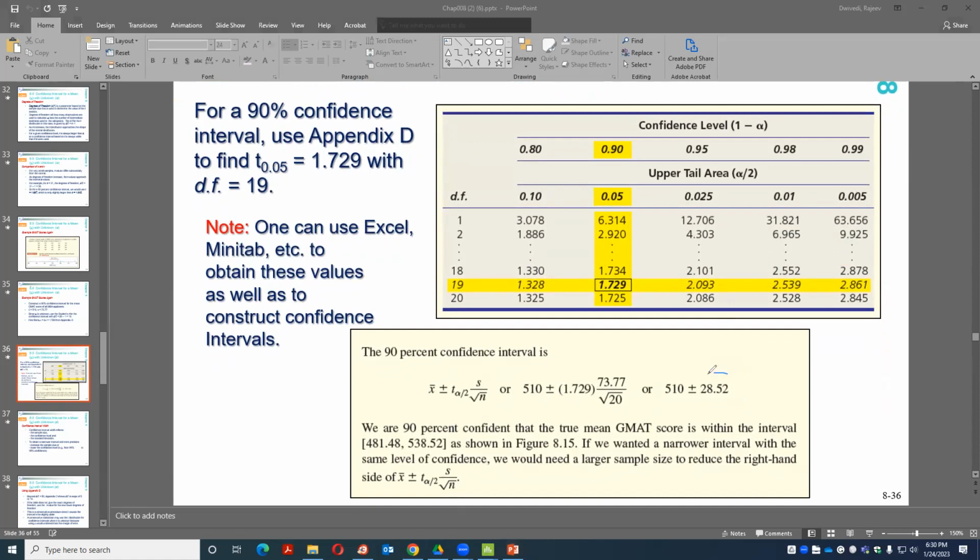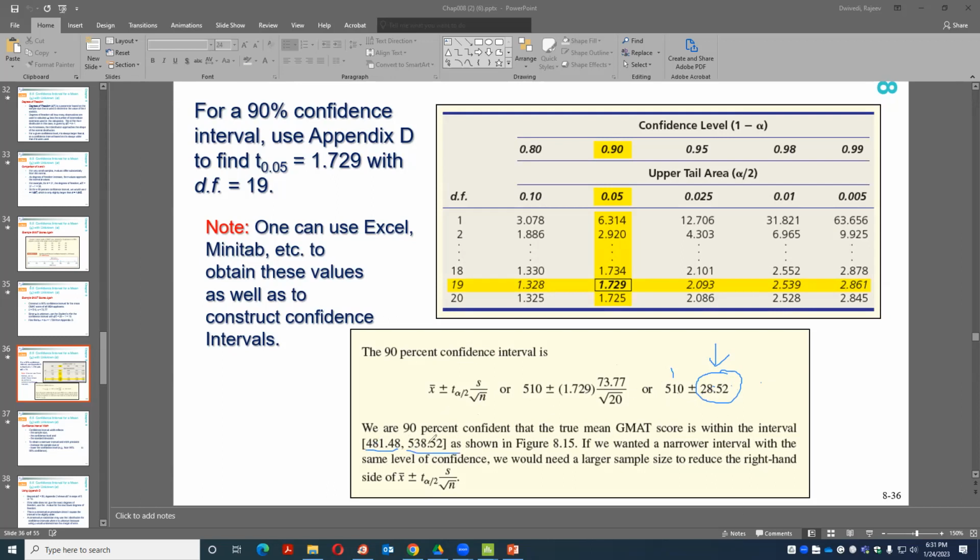Please remember, this is the question in most of the fill in the blanks. If it is giving plus minus or asking plus minus, it means they are asking for the margin of error value. If you subtract 28.52 from 510, you will get the lower value. If you add this part, you will get the upper value of the confidence interval. When you subtract, it comes to this. When you add, it comes to this.